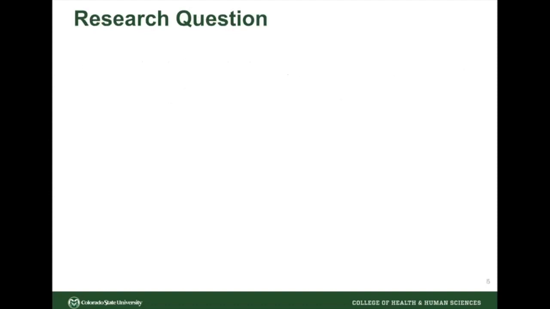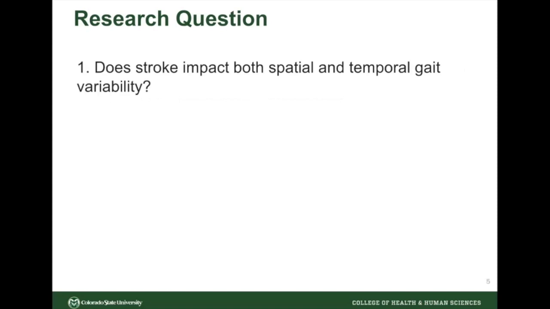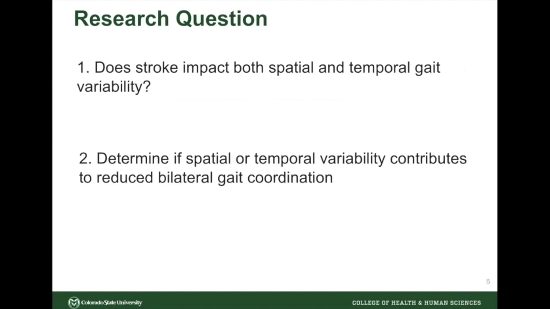We had two main questions we wanted to answer with our research. One, does stroke impact both spatial and temporal gait variability? And two, whether spatial or temporal variability contributes to reduced bilateral gait coordination in stroke. We hypothesized that there would be increased spatial gait variability in people with stroke compared to healthy controls. We also hypothesized that increased spatial gait variability would be correlated with deficits in bilateral gait coordination seen after stroke.